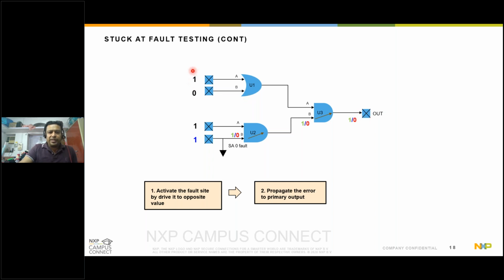So what it means is that, apart from driving my B node of U2 to 1, I also need to drive a specific pattern on my other inputs to ensure that this fault site is propagated to the primary output.